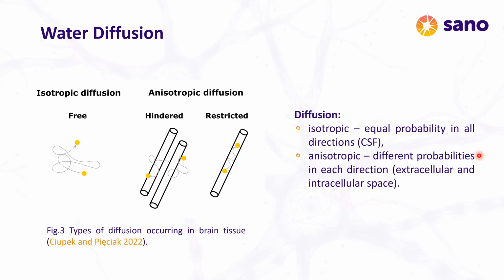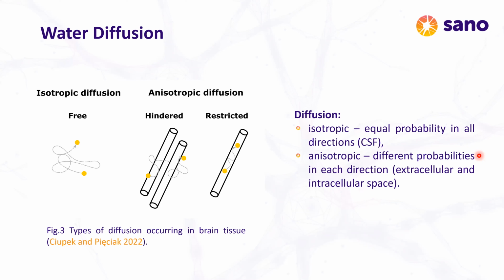The isotropic diffusion is also called free diffusion and is characterized by equal probability of displacement in all directions. It occurs in most fluids, also in cerebrospinal fluid.